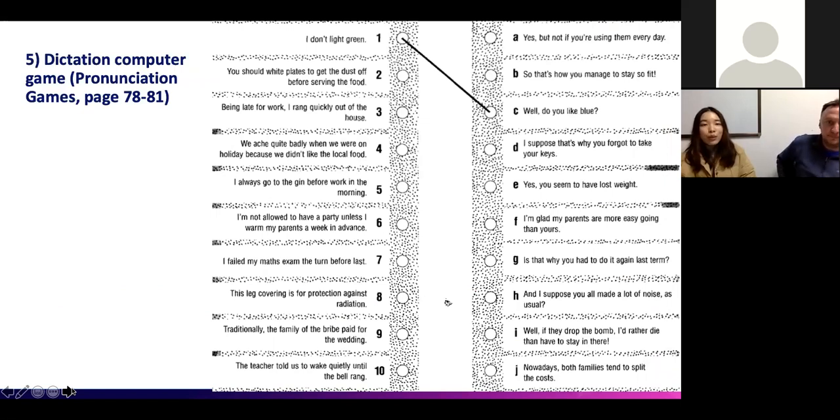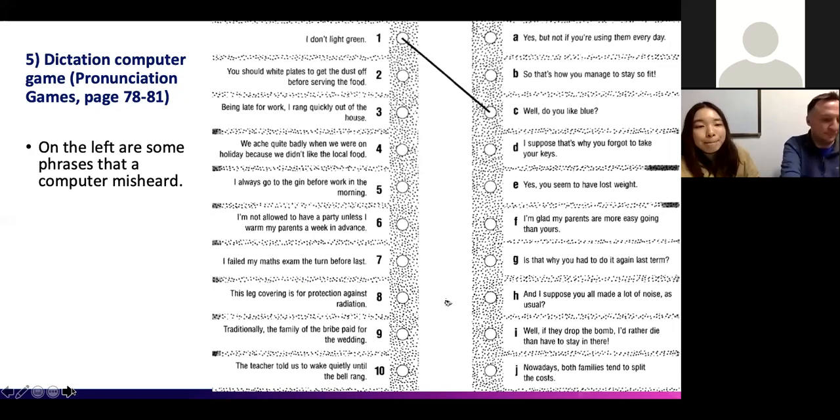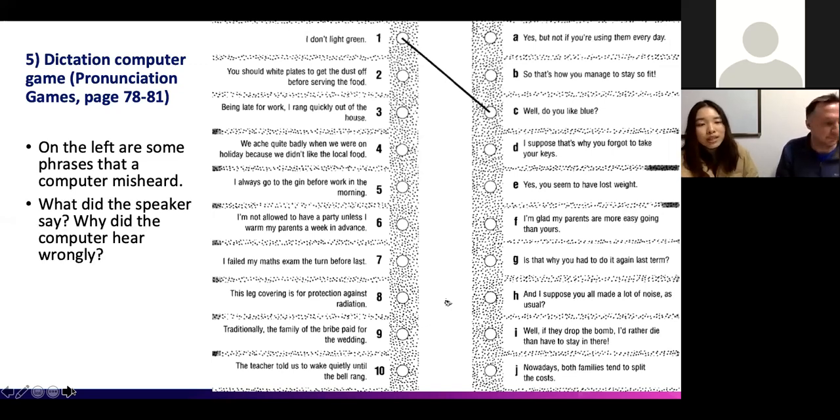And the next one, which is a game, we call it dictation computer game. And this is taken from a classic pronunciation book. So you can have a look. We have some sentences on the left and some sentences on the right. On the left, you can see some phrases that the computer misheard. And on the right, you can see the matched responses to the sentences on the left. Okay, so what did the speaker say and why did the computer hear it wrongly?